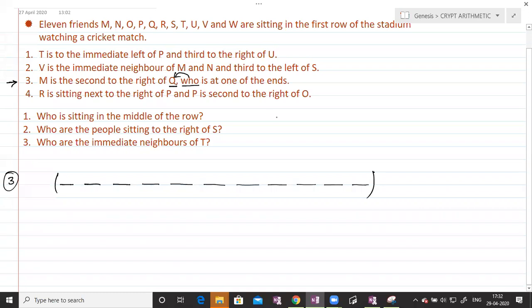Now, given one of the ends, remember, right? But what is given in this statement? M is second to the right of Q. If I fix Q here, there is no right position for Q. There is no position there. It means Q must not be here. Q must be here. Right? Now, M is the second to the right of Q. It means M should be here. Second to the right of Q. I hope that makes sense, everybody. First and second.